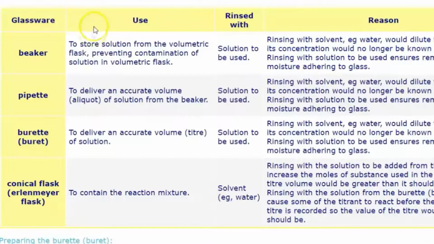On the Titrait website, you have a nice summary of each of the pieces of glassware used in titration, including the beaker, pipette, burette, and conical flask. And it contains a column to show you what each should be rinsed with.